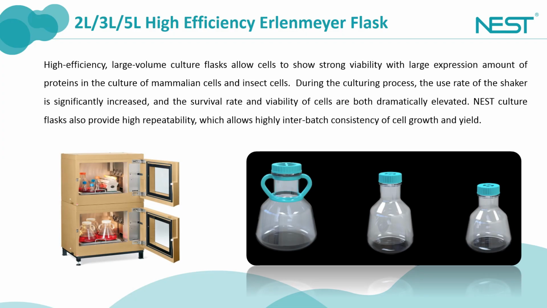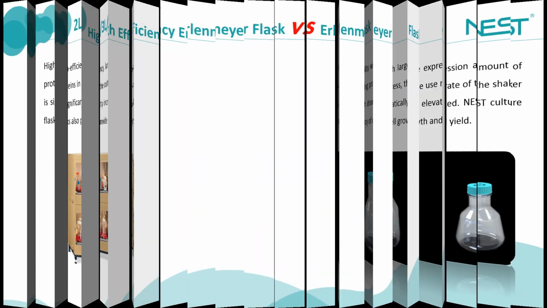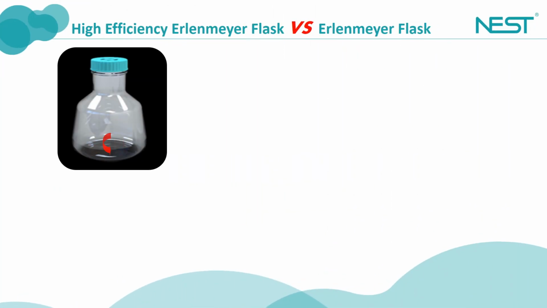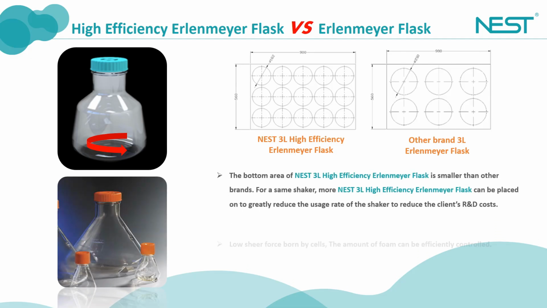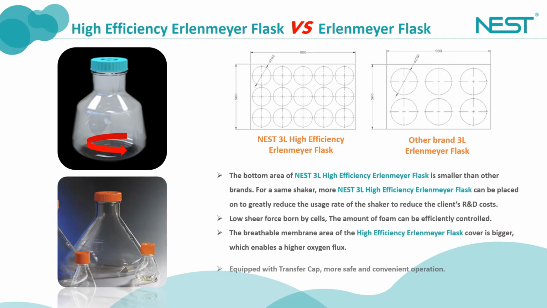Next, we'll learn about our high-efficiency Erlenmeyer flask. You must have questions about what contributes to the high efficiency of high-efficiency Erlenmeyer flasks. Firstly, it's the bottom area of the shake flask. The area of the NEST 3-liter high-efficiency Erlenmeyer flask is smaller compared to that of the 3-liter shake flask from the other brands. For the same shaker, NEST 3-liter high-efficiency Erlenmeyer flask can be placed to reduce the usage rate of the shaker and then to reduce the client's R&D cost.